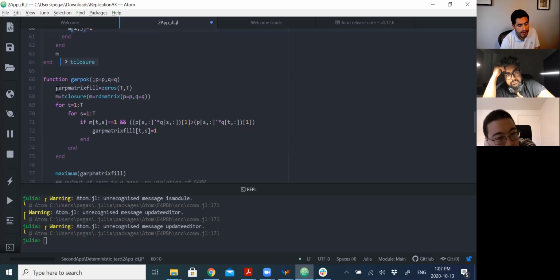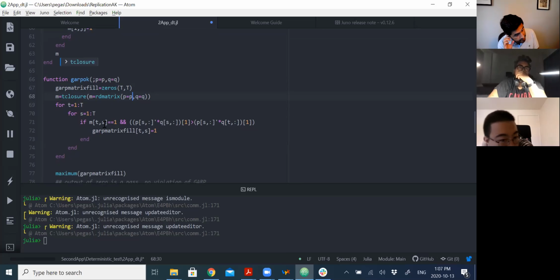Basically, we create a GARP matrix, which is going to have the results. It's a 50 by 50 matrix of zeros. Then I create a matrix M, which is the transitive closure of the direct revealed preference relation, that takes as inputs prices and quantities. And then I'm going to go and check for all entries in this matrix. I'm going to basically check the indirect preference relation matrix M.